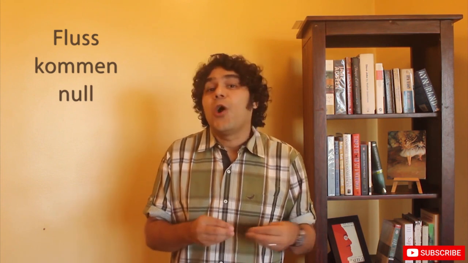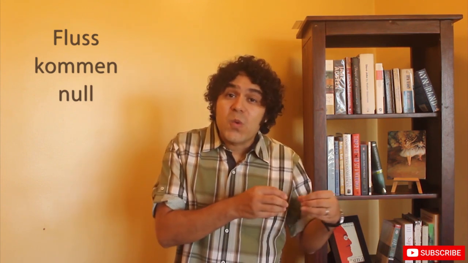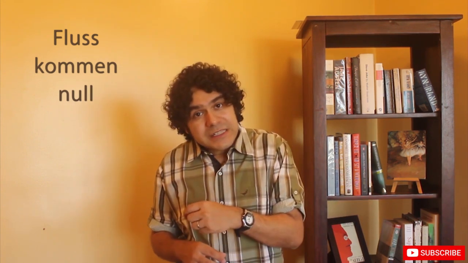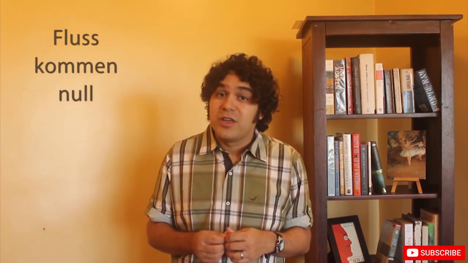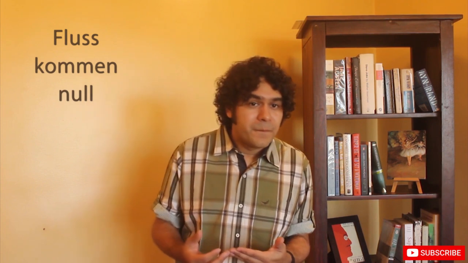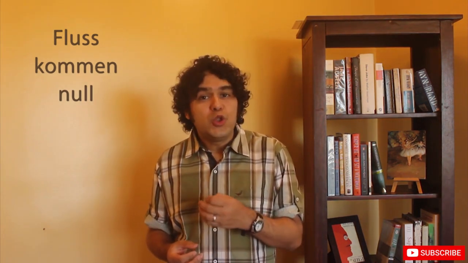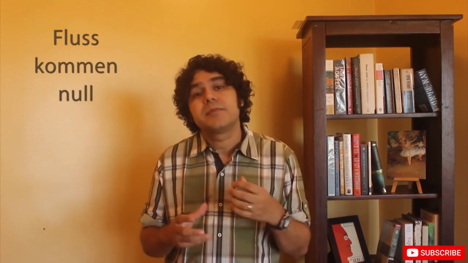Remember, short O will be pronounced close to A, and a long O will be pronounced as O. So you should never pronounce this with a long O. Ich komme. No, you should always say kommen. Ich komme. Another word, null. We have the U followed by double L. The pronunciation is going to be null.